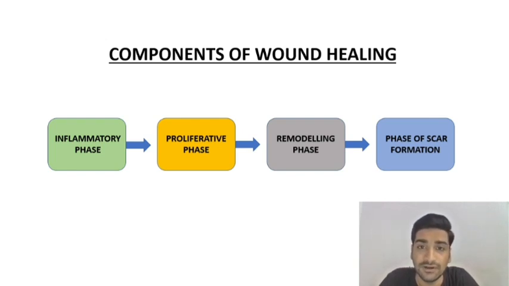Then we have the proliferative phase, that is, there is proliferation of new cellular and vascular components in the area where there is tissue injury. Remodeling occurs once there is proliferation of the cellular and vascular components, and lastly, when the wound is almost about to heal or is healed, it will be represented as a phase of scar formation, right?